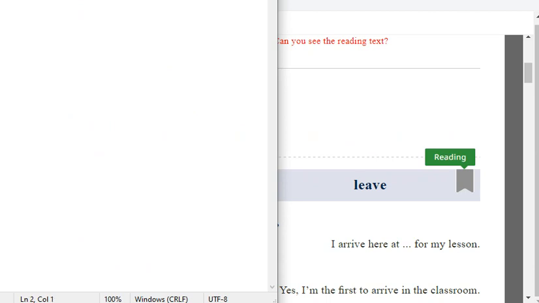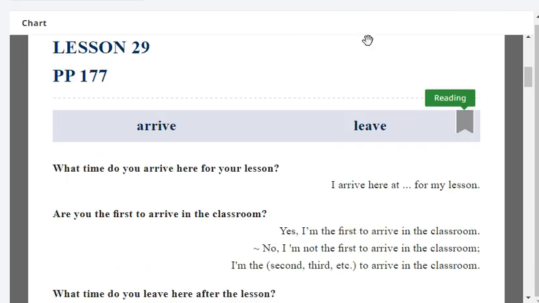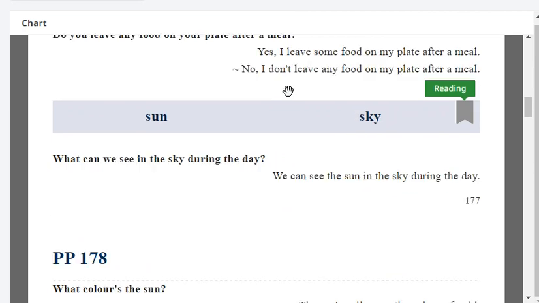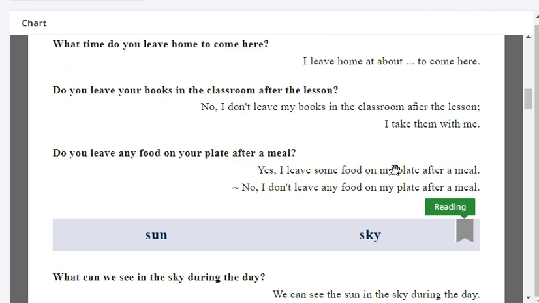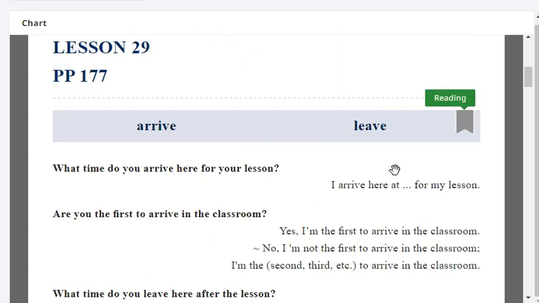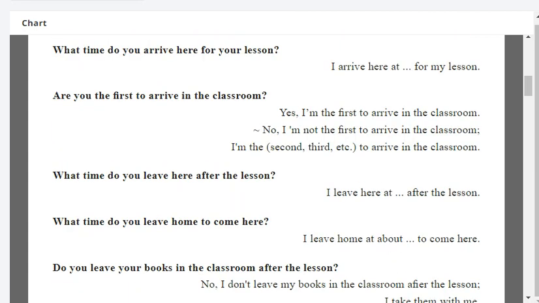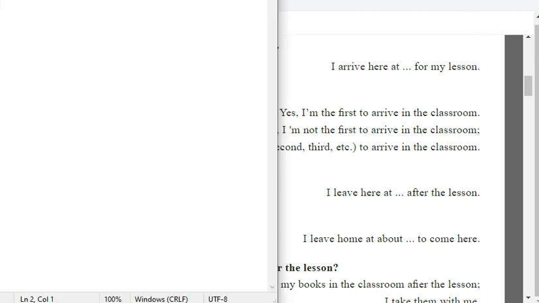I arrive here at 6:30 for my lesson. Are you the first to arrive in the classroom? Yes, I'm the first to arrive in the classroom. What time do you leave here after the lesson? I leave here at 7:30 after the lesson.